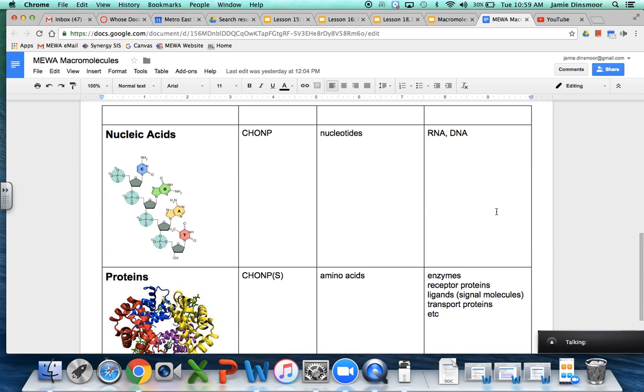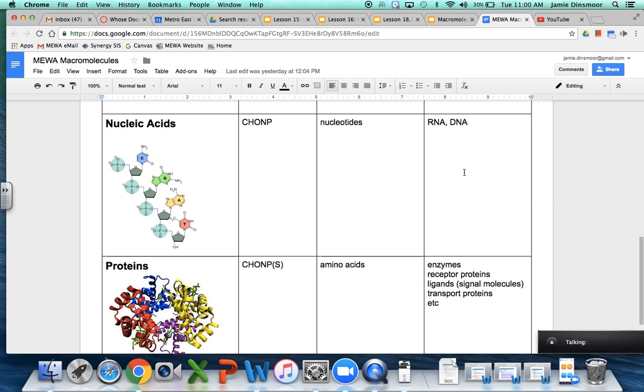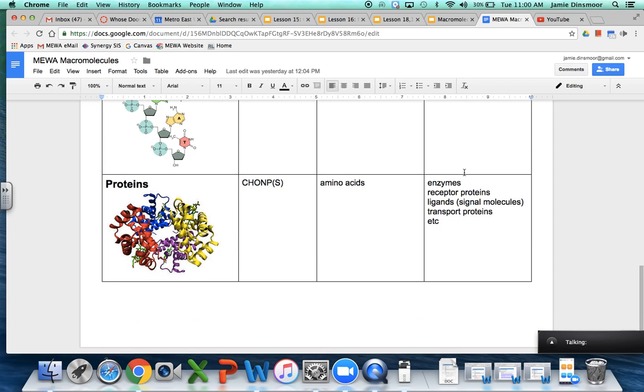Nucleic acids, right? We have our CHOMP. They're made of nucleotides. Here's a picture. This is actually of just RNA because it's only one side. But DNA and RNA are the most prominent examples of nucleic acids. Super important for the body. We will talk about them in excruciating detail.